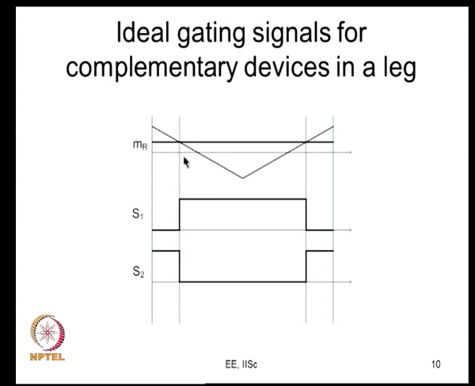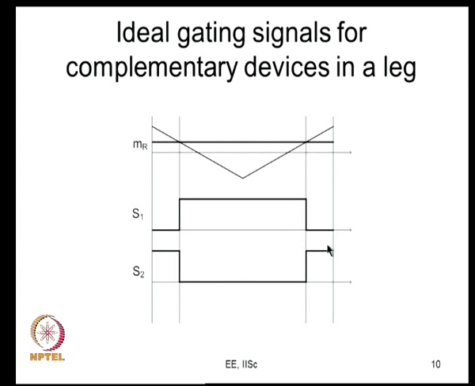So, what happens in this one carrier cycle? Here you are comparing. Whenever the modulating signal is greater than the carrier, the gating signal is high. This is true for the top device. Here the carrier is greater than the modulating signal, so it is low. So, this is the gating signal for the top device of the R phase.